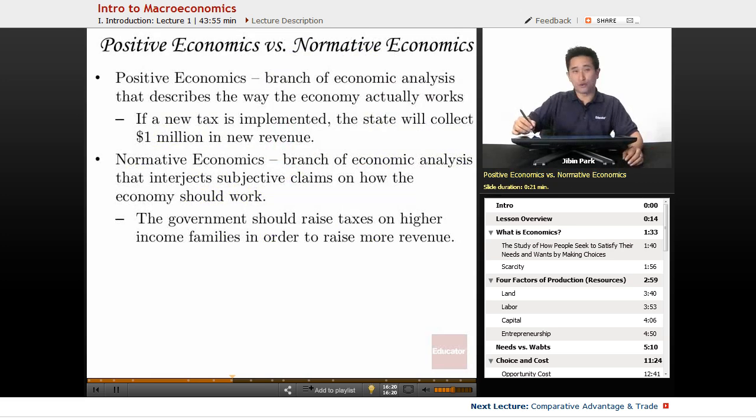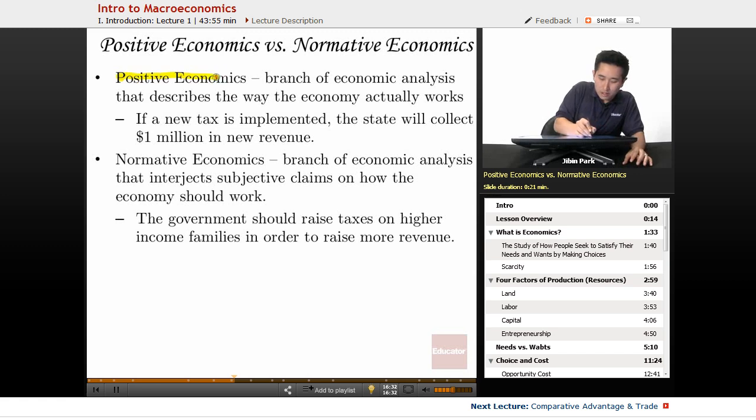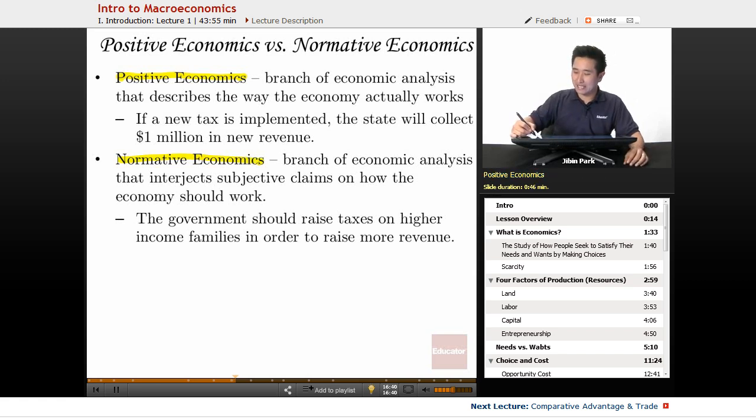So positive versus normative economics. In this course, mainly we're going to deal with positive economics, and there's going to be some normative economics as well. But again, identifying what is positive economics versus what is normative economics is going to be essential in understanding economic theory and analysis. So let's take a look at what positive economics is about.